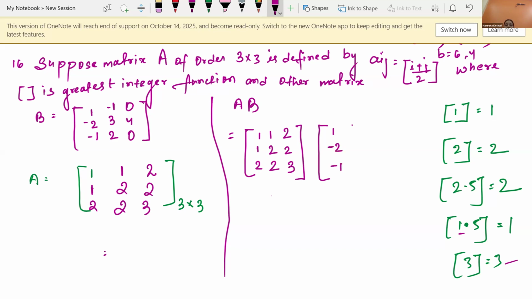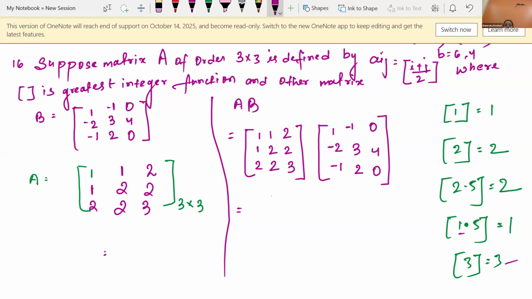We understand the order is important over here. AB and BA is not same, so you need to write it carefully. A and then B, and then we'll be doing the AB that is asked. Determine the product of A and B. So A and B product we are finding.